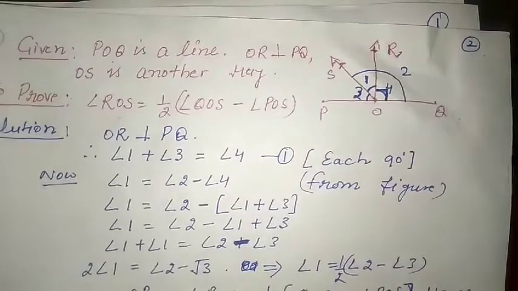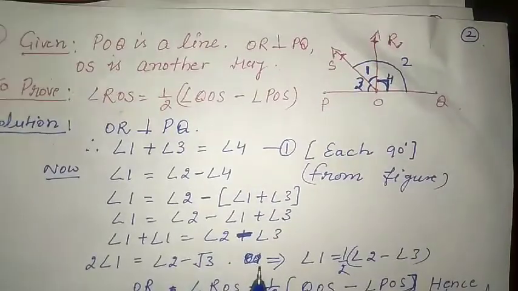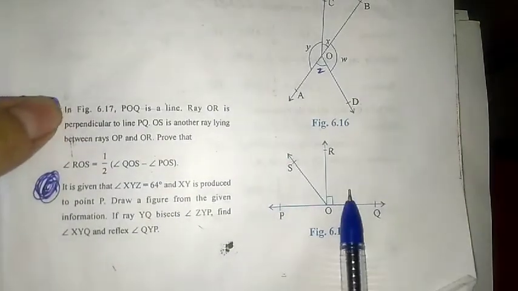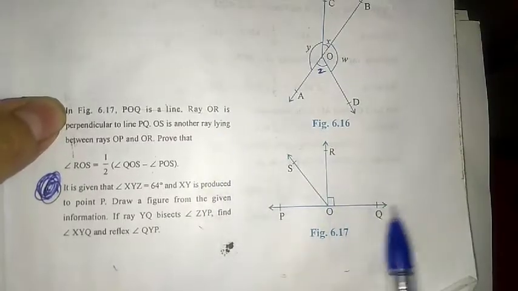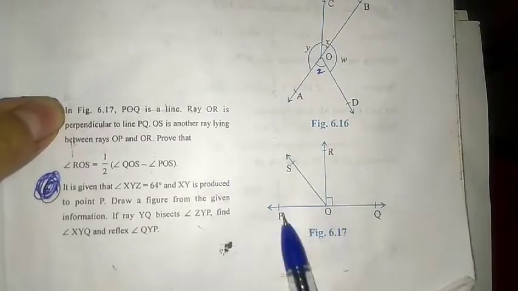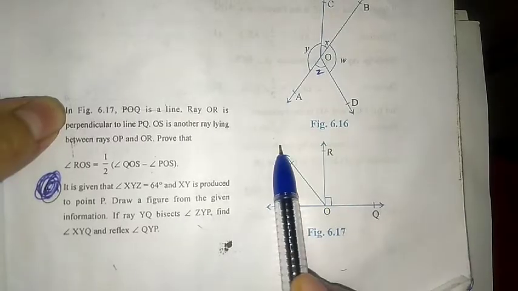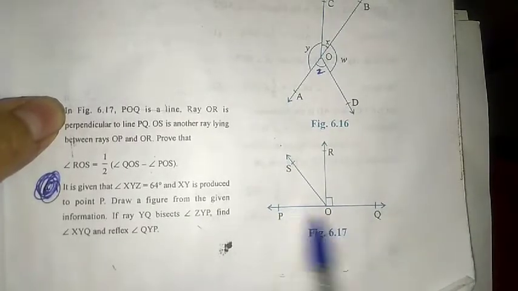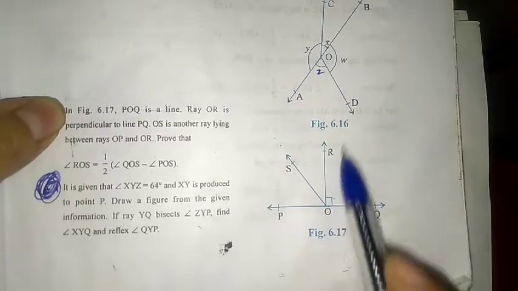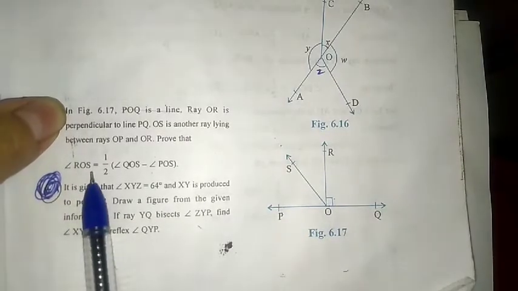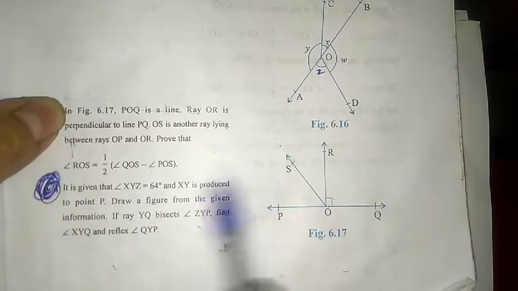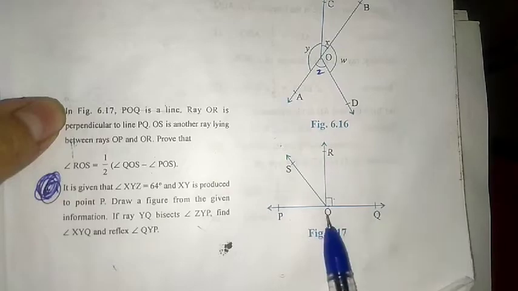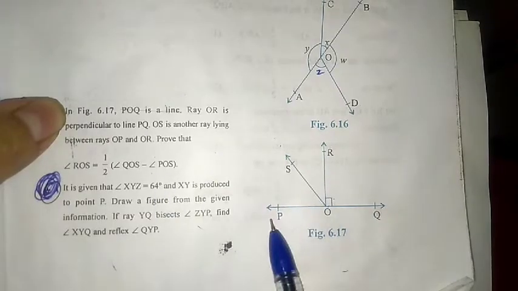Now the next question is there. This is question number 5 in the book, given here in the figure. POQ is a line. Ray OR is perpendicular to PQ. OS is another ray lying between rays OP and OR. Then we have to prove that angle ROS is equal to half of (QOS minus angle POS).